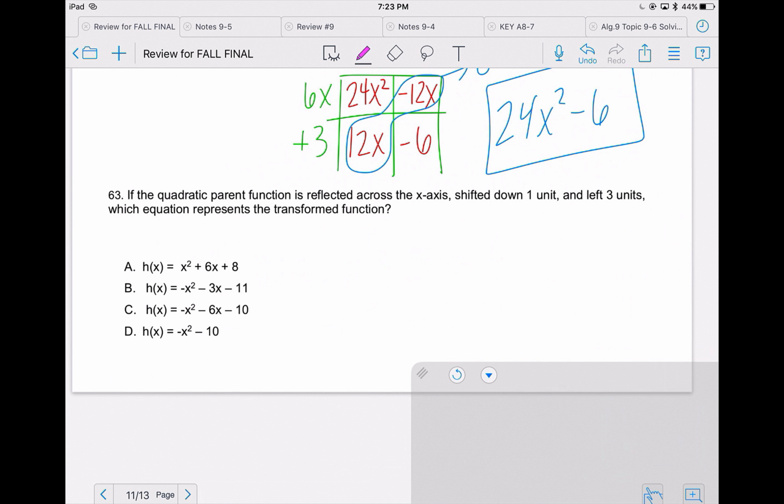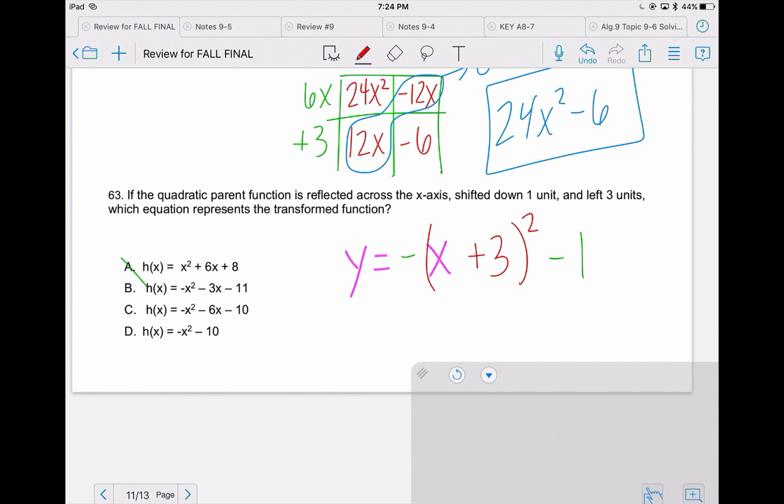63 says if the quadratic parent function is reflected across the x-axis, shifted down 1 unit and left 3, what would represent the transformed function? So first, my quadratic parent function is y equals x squared. If I reflect it across the x-axis, I'm going to throw a negative in there so I can mark out A. It's going to go down 1 unit, so I'm going to throw in a -1. And being shifted to the left, we're going to have to put in some parentheses here. And going to the left would be a +3.